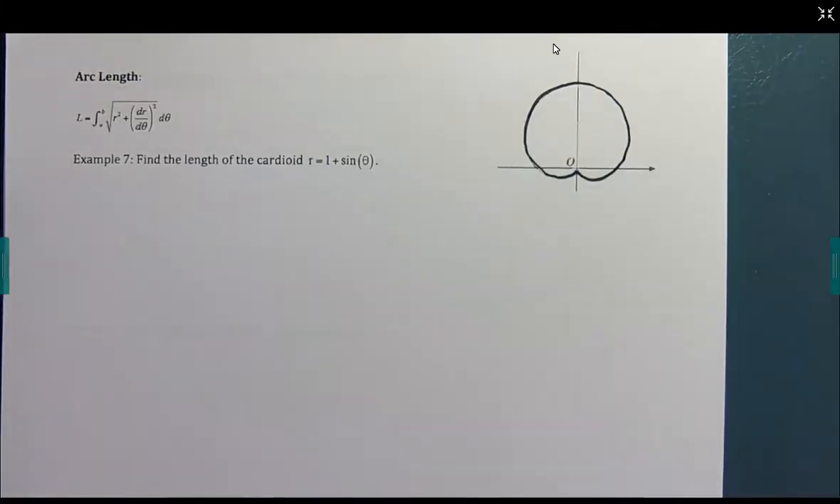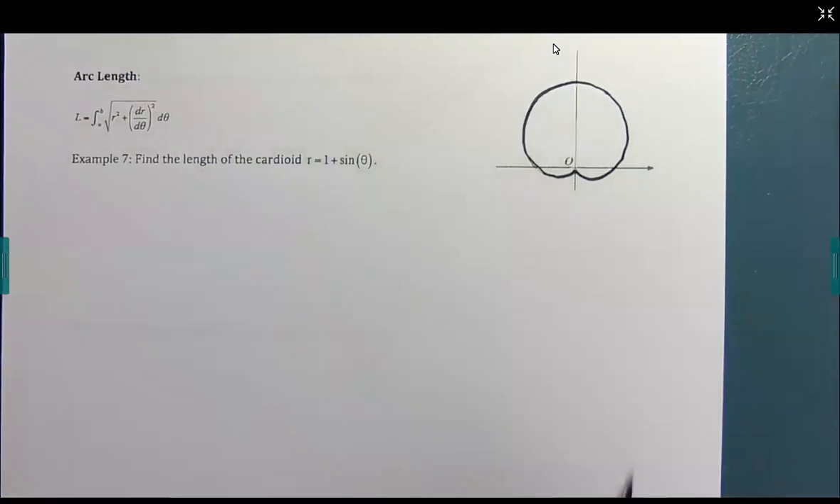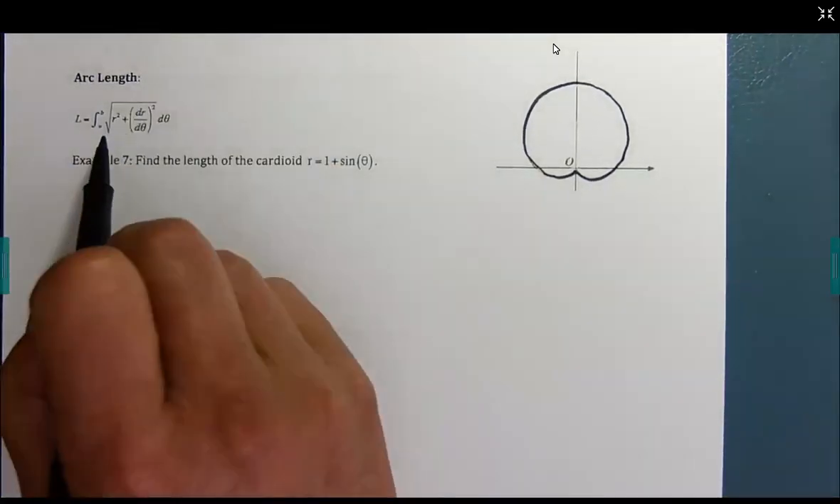All right, here we are to part 2 of section 10.4. This will be the last lesson in chapter 10. We're going to talk about arc length in polar coordinates. And here we have our cardioid that we've been using for quite a bit of this here. And here's the formula for how to find the arc length.